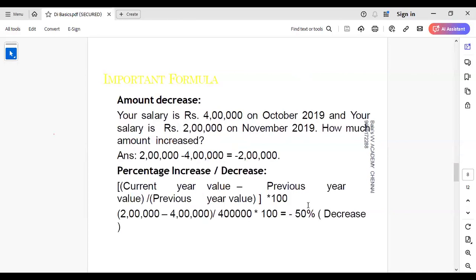Okay, amount increase, percentage increase, decrease. Let us see. Your salary is 4 lakhs in October 2019, and it has become 2 lakhs in November 2019. Actually, is it increased or decreased? If it is increased, type I in the chat box, decreased, D in the chat box.